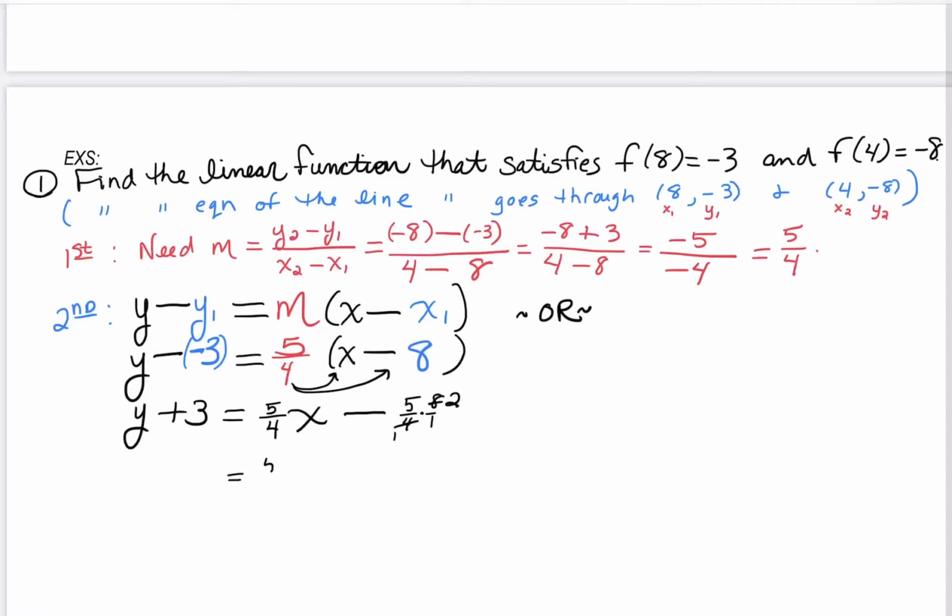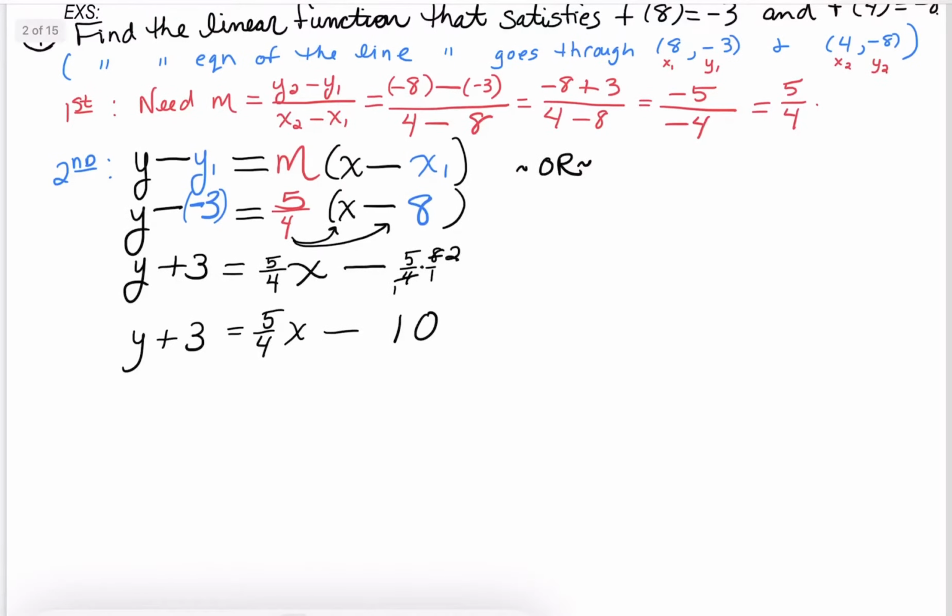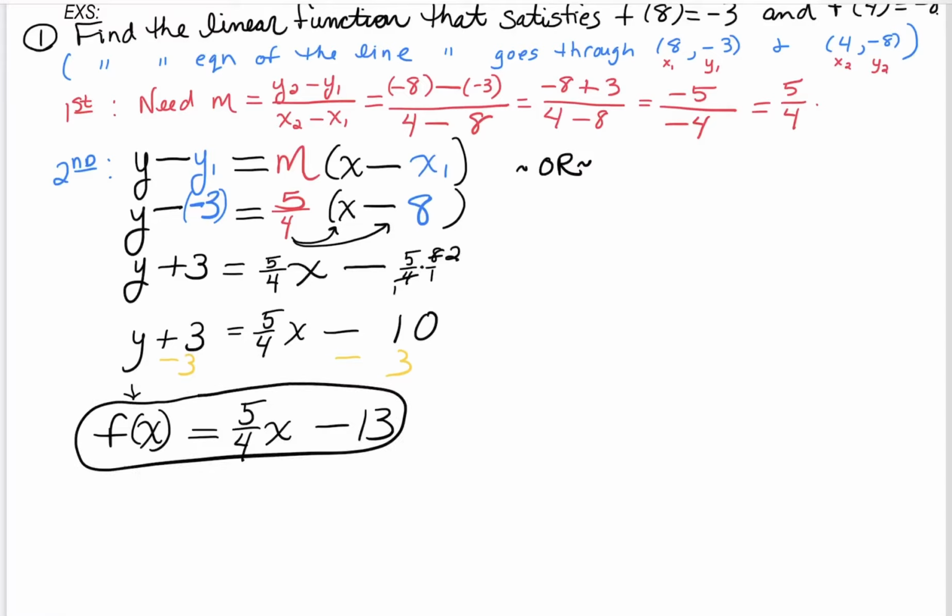So, and maybe you were able to do that without showing that work, but that second term there is going to become a -10. And then our last step would be to subtract the 3 over to the other side. And so now, using function notation, we're going to replace the y. Now that we've solved for y, we'll replace that with an f of x equals, and now we have our 5/4 x minus 13. That would be the equation of our line.